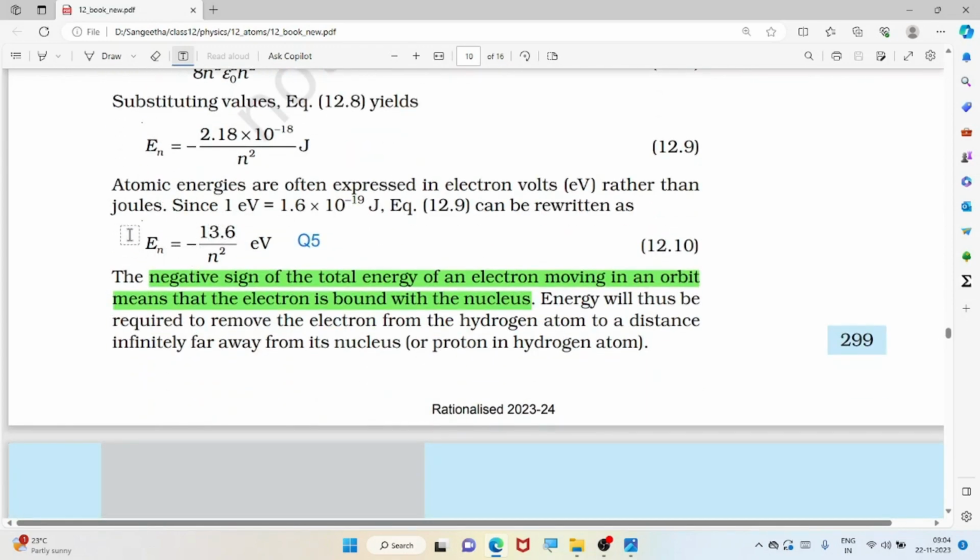See here, energy at the nth level is 13.6 by n square. Okay, and this is the formula we are using.